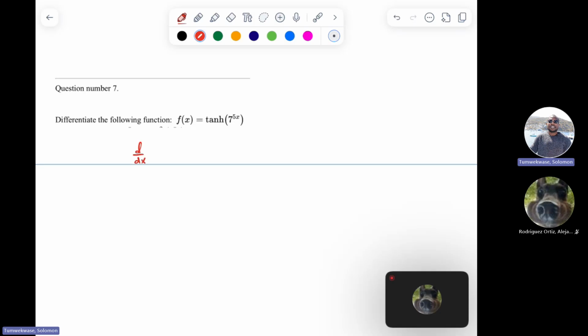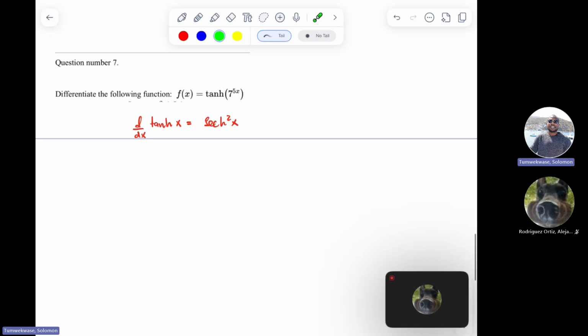So that's why I'm saying that if you really know that d dx of tan hyperbolic of x is the same as sec hyperbolic squared of x, then life becomes a little easier, okay? Now, we have our function as tan hyperbolic of 7 to the 5x.